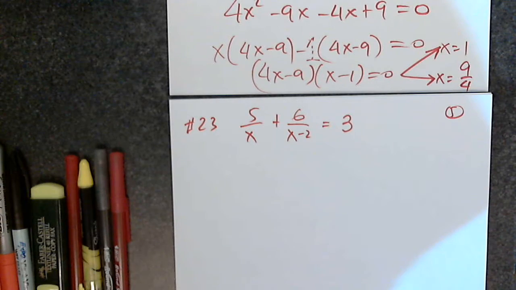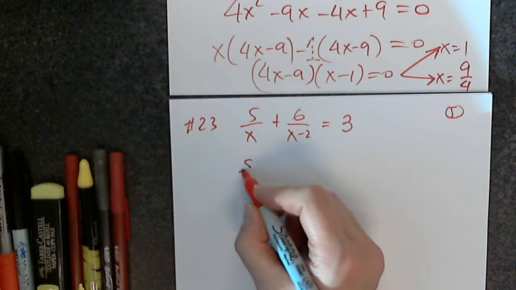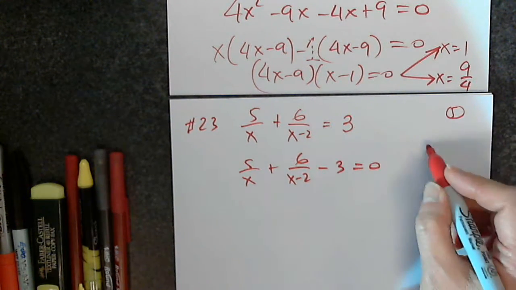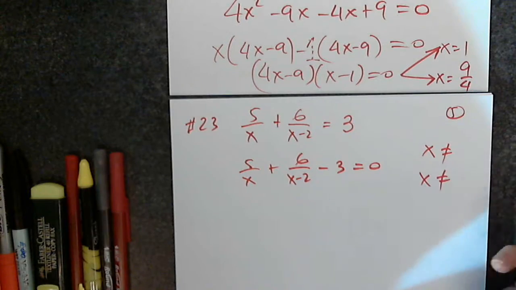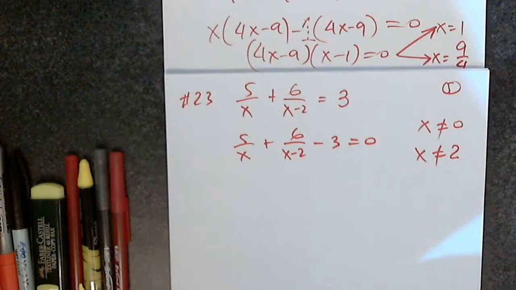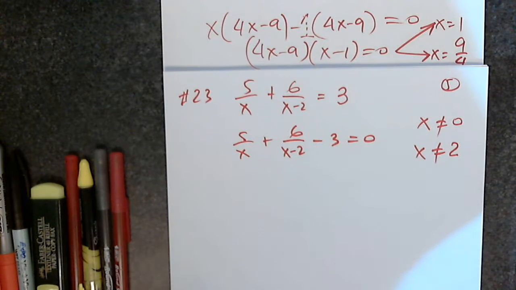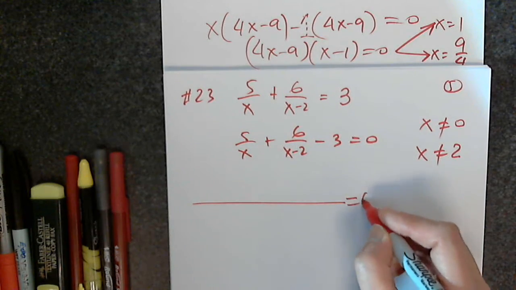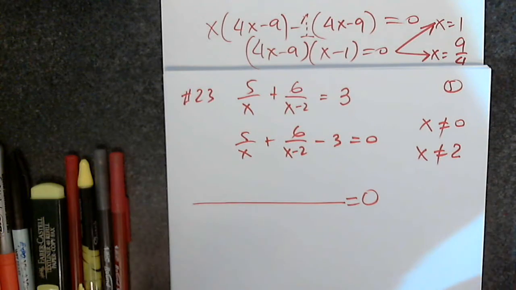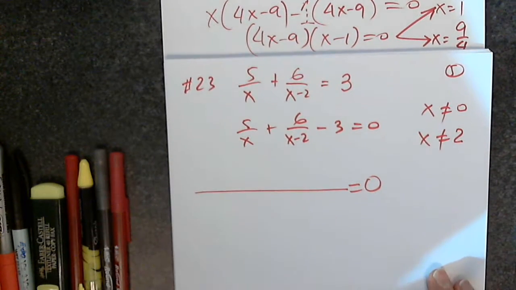First step, please. Good. 5 over x plus 6 over x minus 2 minus 3 equals 0. Two restrictions, please. Some of you forgot to write 0, and as I mentioned before, if you forget to write the right-hand side, you will never solve for anything. This is what I do so I don't forget. If I forget this side, I'm done. I will never solve for anything.